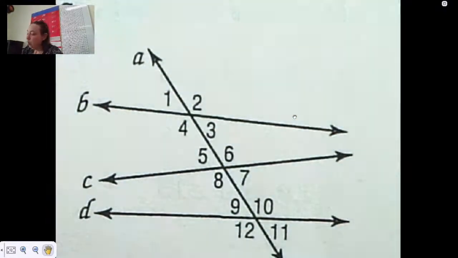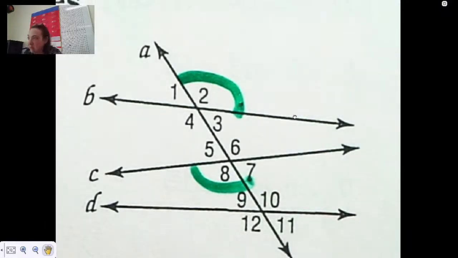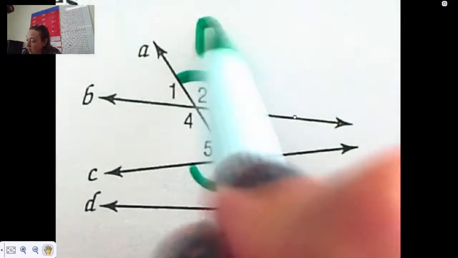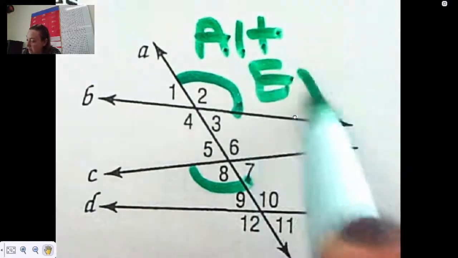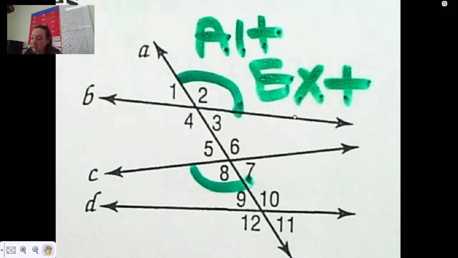Okay, what about 2 and 8? Alternate exterior. Yes. 2 and 8 are alternate exterior. That's 2 and 8. Alternate exterior.